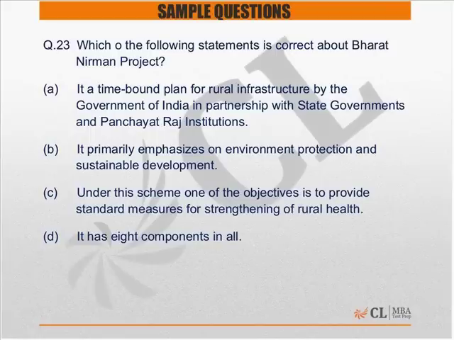I think there is some problem in this question. In fact, the Bharat Nirman project had 6 components. Friends, here 2 options are incorrect. Option D is incorrect because it has 6 components: rural housing, rural roads, rural telephony, irrigation, and electricity or power. Likewise, option B is also incorrect. Bharat Nirman primarily does not emphasize environment protection and sustainable development. The prime objective of Bharat Nirman is to fulfill the 6 key components of this flagship program. Two options are incorrect, a mistake of the question, but you can say that option D is bluntly wrong at first hand. So we would go with option D.